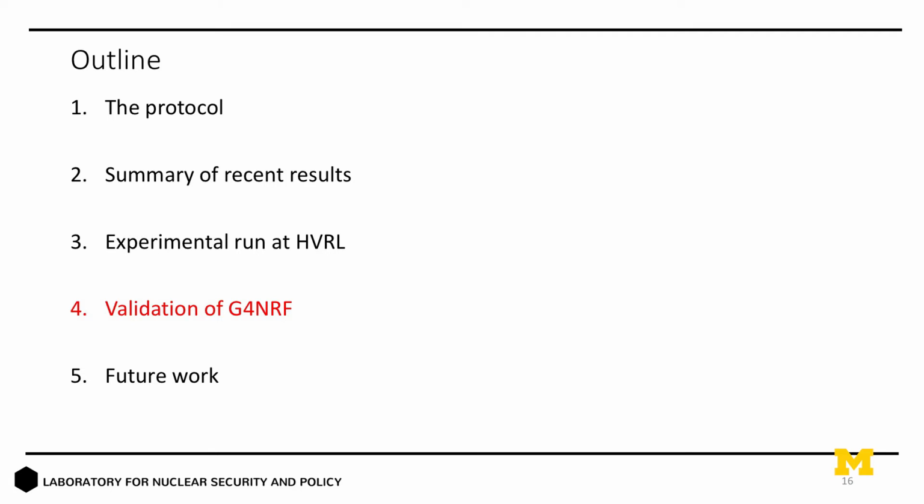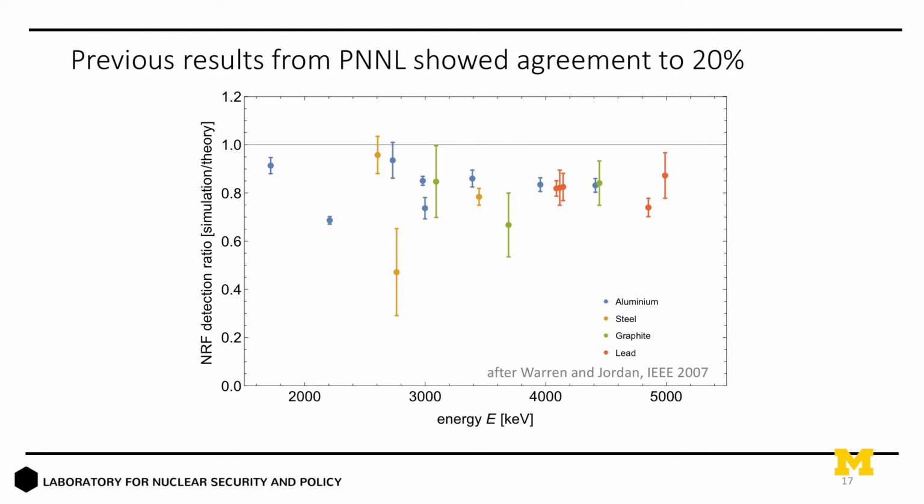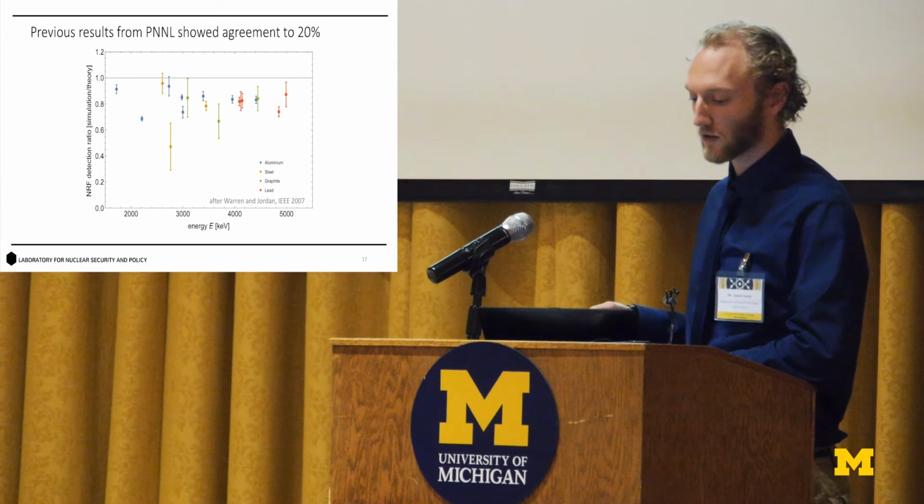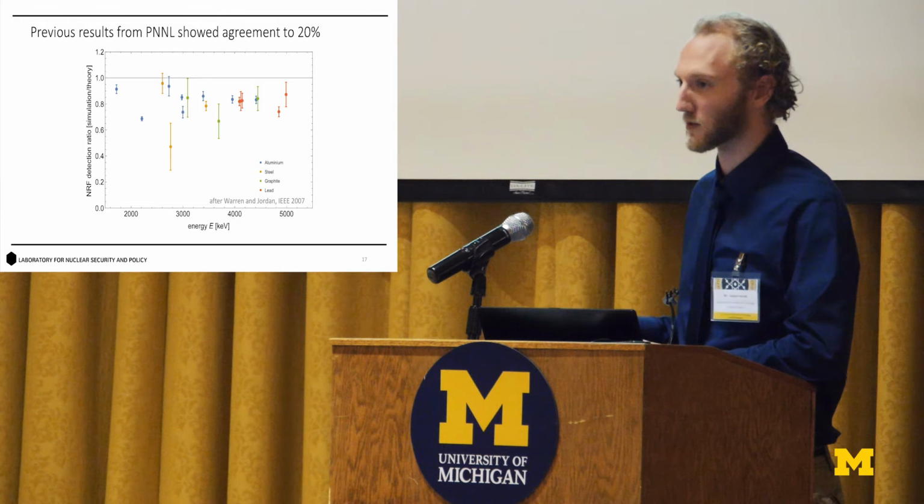So at the same time as all this, we're also working on validating the GEANT4 code that simulates NRF. Previous results from PNNL, about 6 years ago, I think now, showed that the simulation code matched theoretical predictions to about 20%. Here I'm plotting the NRF count rate detected as a ratio of simulation to analytical predictions. And in general, the simulation is about 20% low.